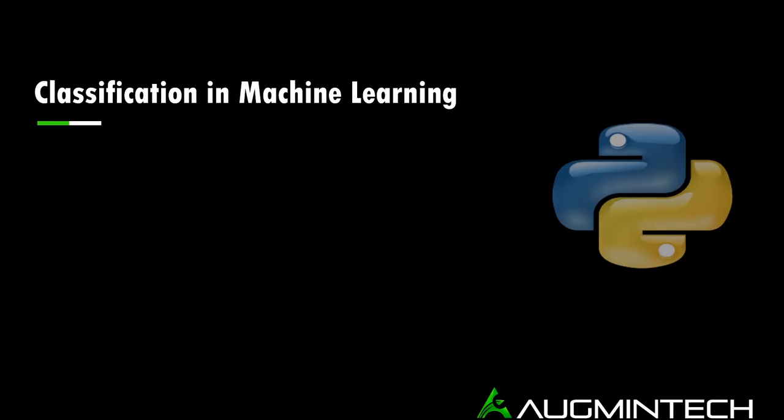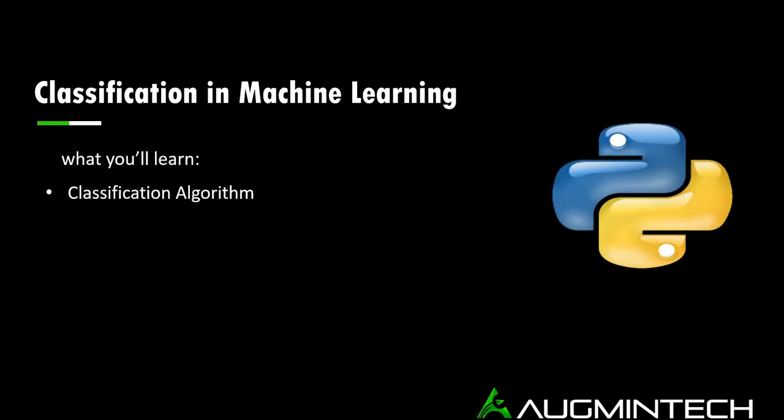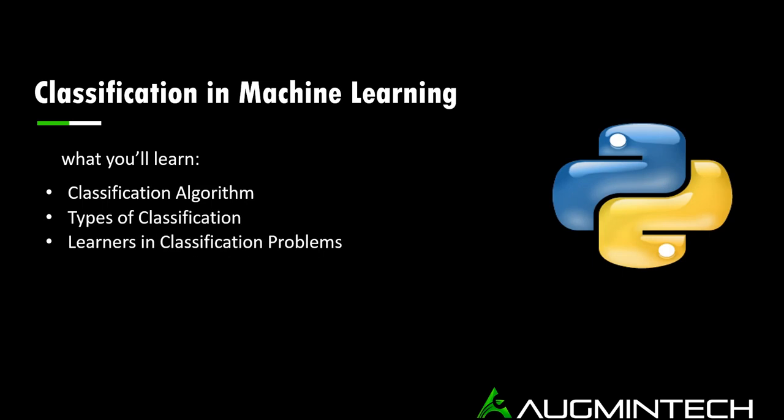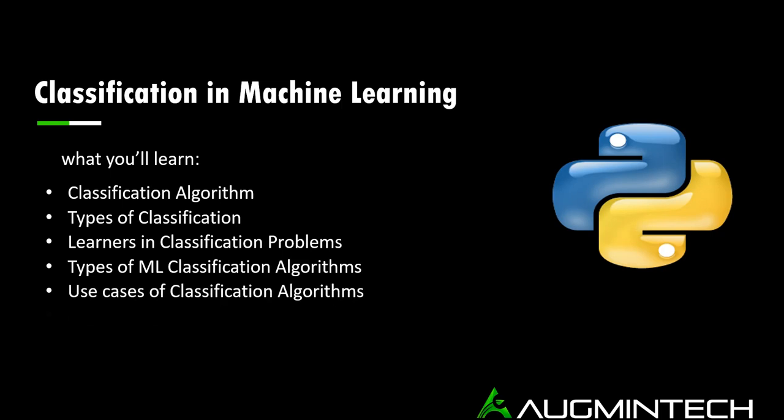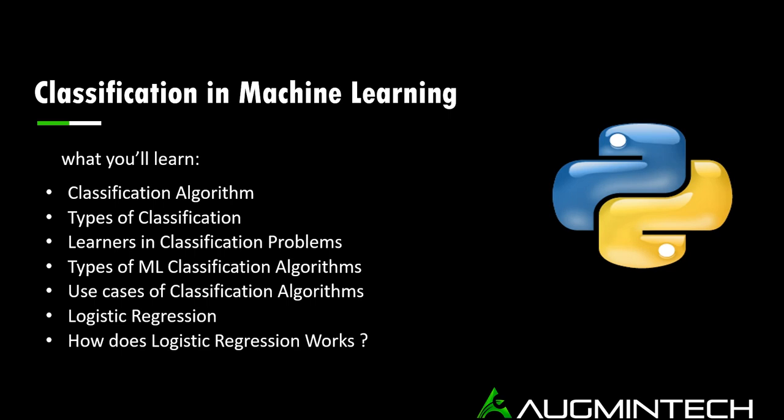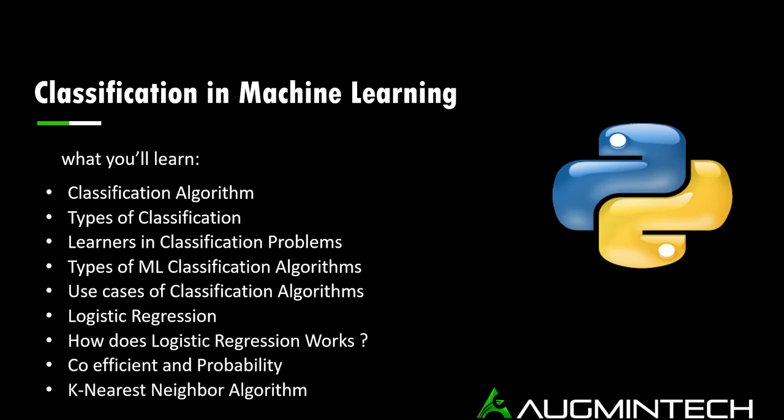In this session, we will be learning about classification in machine learning. By the end of this session, you should be able to understand what is classification algorithm, types of classification, learners in classification problems, types of machine learning classification algorithms, use cases of classification algorithms, logistic regression, how does logistic regression work, coefficient and probability, and k nearest neighbor algorithm. I'm excited to get started and I hope the same from you.